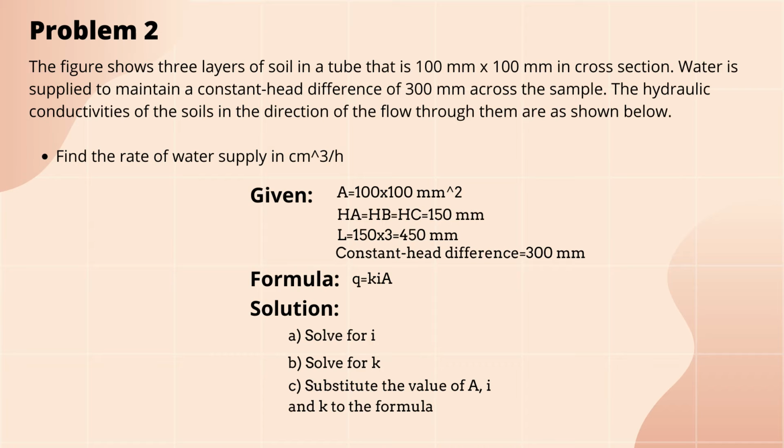The same formula, Q is equal to KIA, but in this problem, we will be solving for I, and A is given. We are also asked to solve for K, and then substitute the values for A, I, and K to our formula to solve for the rate of water supply in cubic centimeter per hour.